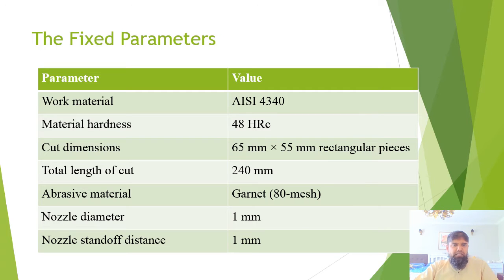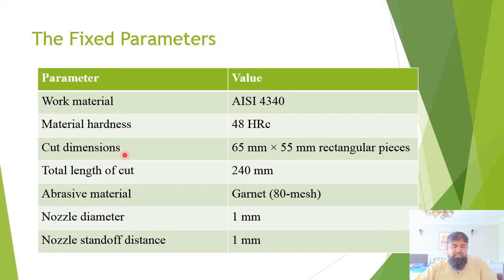The fixed parameters are listed in this slide. The work material used is AISI 4340, which is a commonly used high strength, low alloy steel. Its heat treatment is so controlled to obtain the material hardness at the surface equal to 48 HRC.